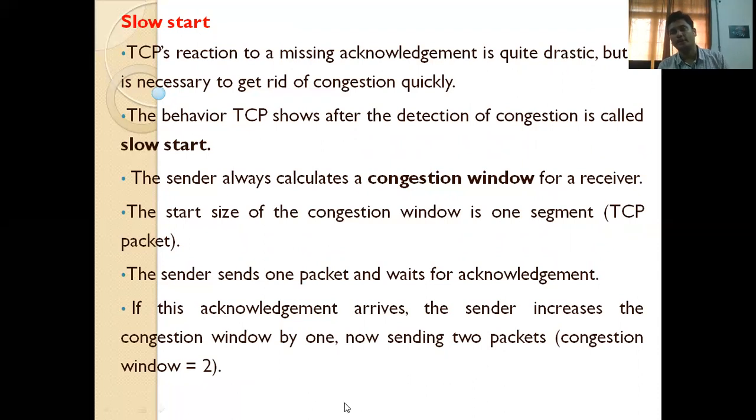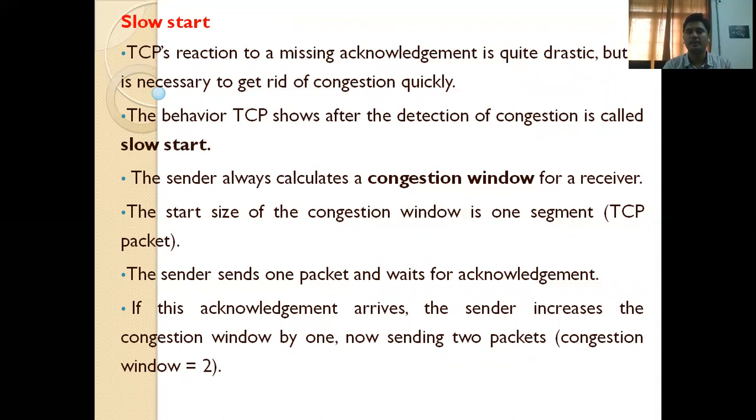So how is it avoided? The first one is slow start. TCP's reaction to a missing acknowledgement is quite drastic, but it is necessary to get rid of congestion quickly. The behavior TCP shows after the detection of congestion is called slow start.